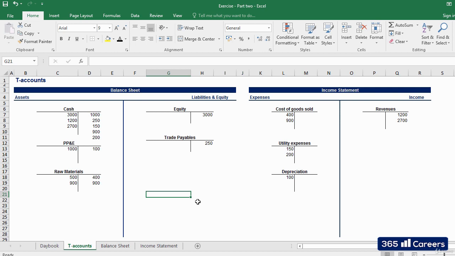In our next video, we will use the T accounts that we created in order to create an income statement and a balance sheet. Thank you for watching.